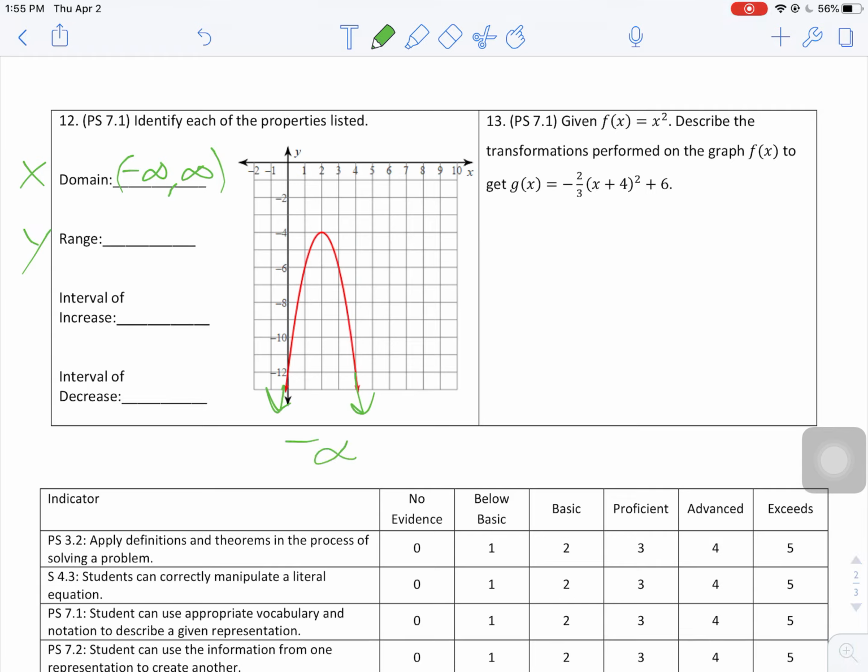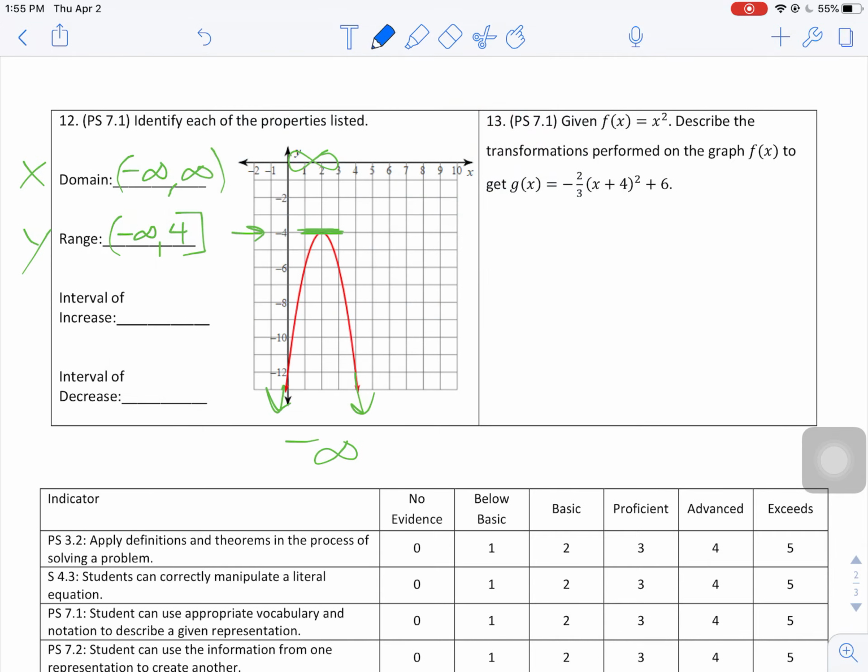For range, you want to go little to big, so bottom to top. So negative infinity, all the way up to right here, our vertex, that's our highest y value, so that's negative 4. So our range is negative infinity, comma 4, and I want to do a square bracket after the 4, because I want to include that in my answer.